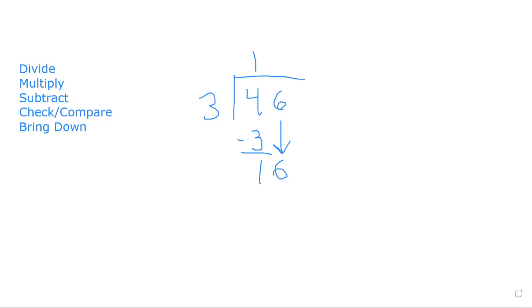How many times will 3 go into 16? This is where your math facts will be beneficial. 5 times 3 is 15. 6 times 3 is 18. That's too big. Let's go with a 5. 5 times 3 is 15. Subtract, I get a 1. 1 is less than 3. There is nothing to bring down, so I will set it as a remainder of 1.